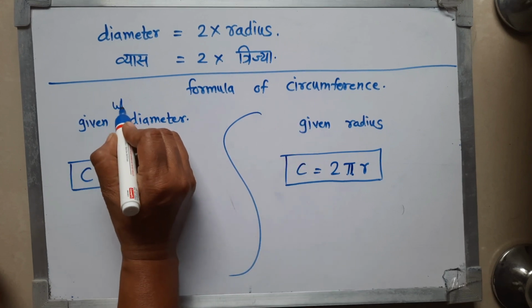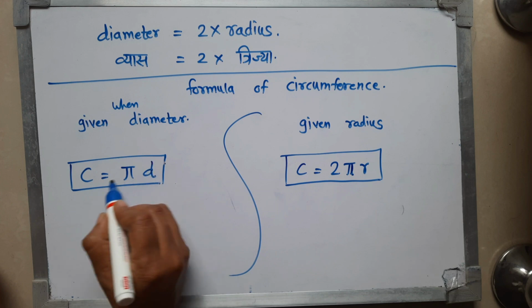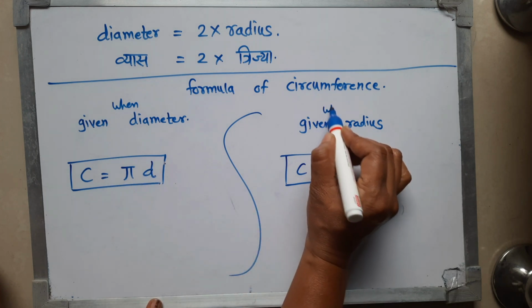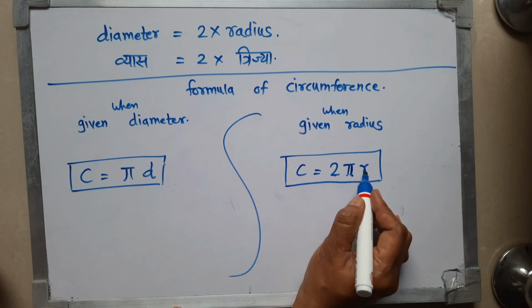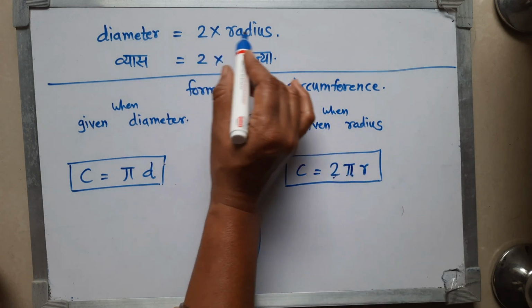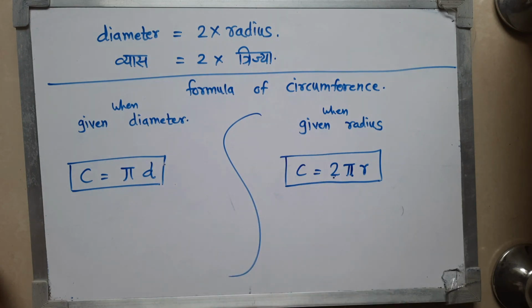Formula of circumference. When given diameter, C is equal to pi into d. When given radius, C is equal to 2 into pi into r. When given radius, use this formula, 2 pi r.